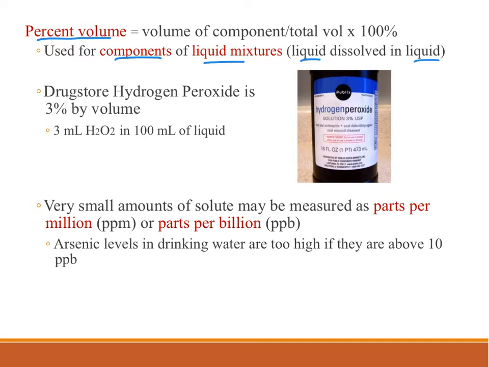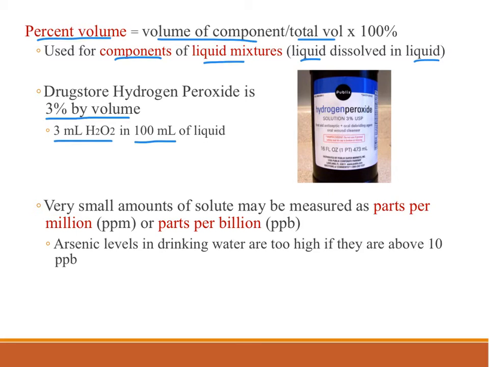So a percent volume would be the volume of whatever part of that, the component, divided by the total volume. Hydrogen peroxide that you pick up at the drugstore is 3% by volume. And so that means there are 3 milliliters of hydrogen peroxide, H2O2, in 100 milliliters of the liquid in the bottle.